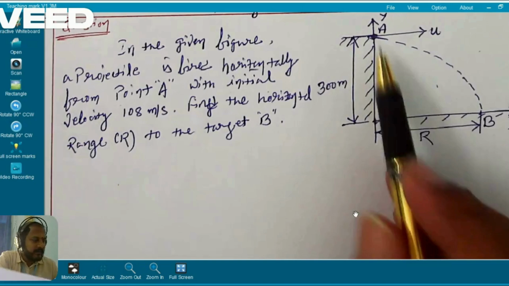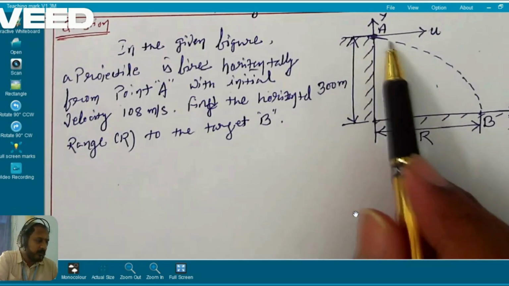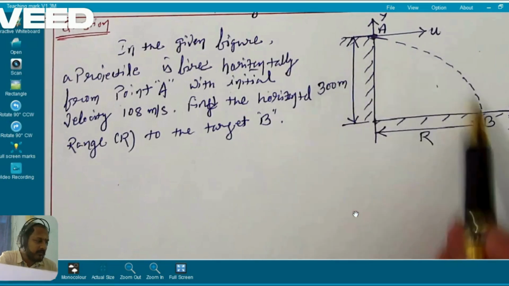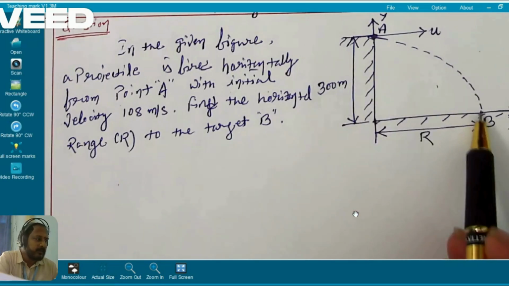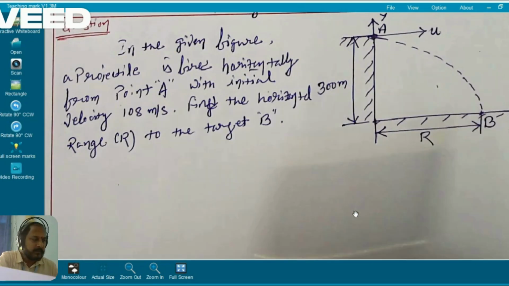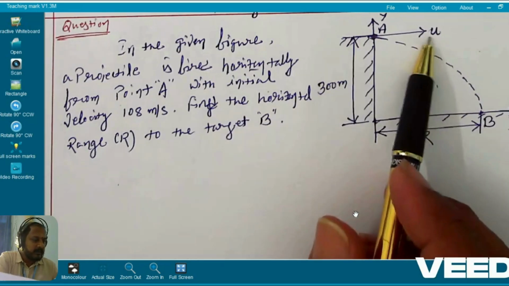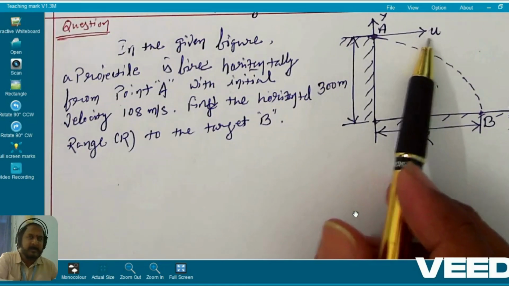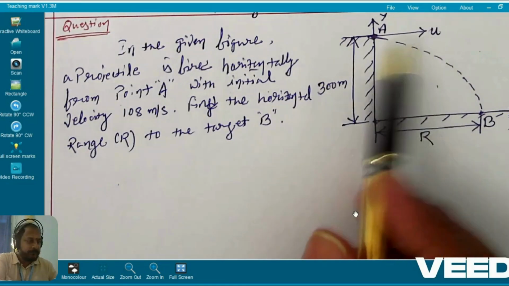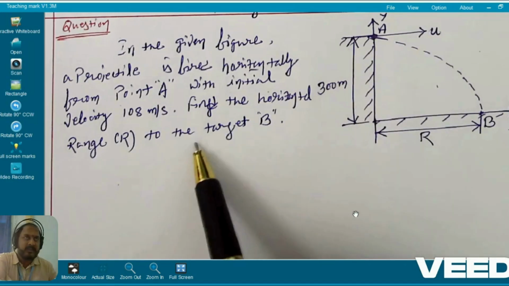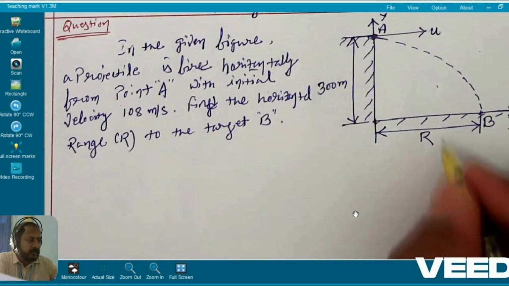No doubt it is fired horizontally. Ultimately it will follow a parabolic path, clear, and the path is a trajectory path, and it is finally falling at point B, which is the horizontal surface. Clear? So when a projectile is fired from point A, the initial velocity is given to you, that is 108 meter per second. Clear? And find the horizontal range to the target B. So you have to find out what is the horizontal range.